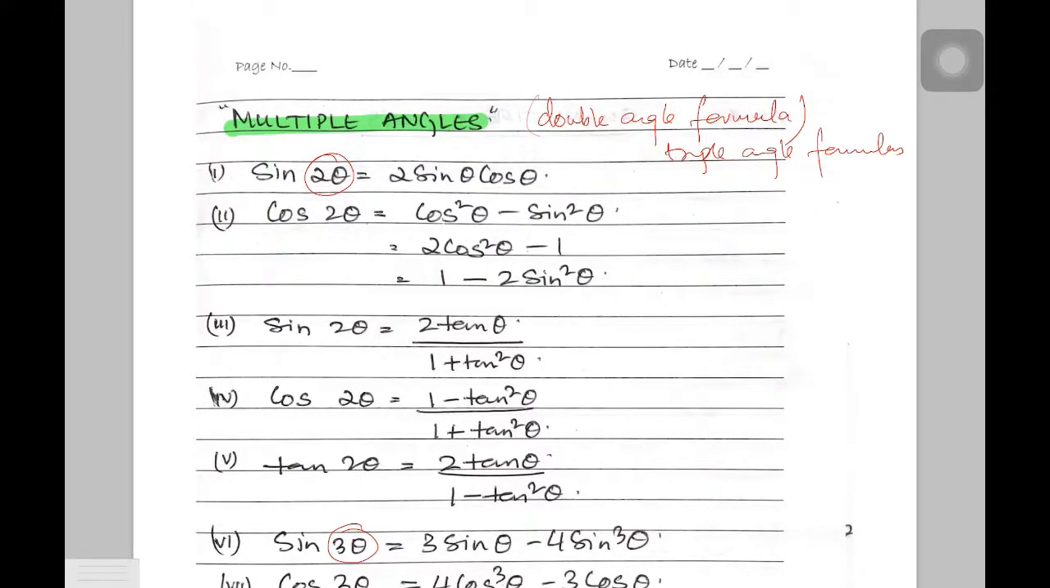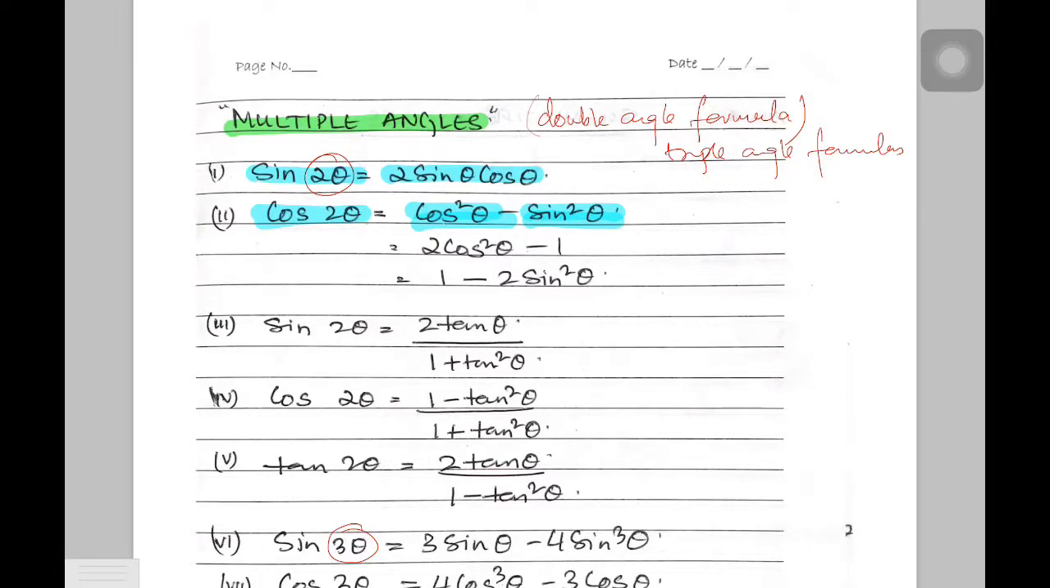The first formula here we have is sine 2 theta. The formula for sine 2 theta is 2 sine theta cos theta. You need to remember this formula, 2 sine theta cos theta, very basic formula. The second one is cos 2 theta. Cos 2 theta is given by cos square theta minus sine square theta. Very similar to the identity. Identity is cos square theta plus sine square theta. Here it is cos square theta minus sine square theta.